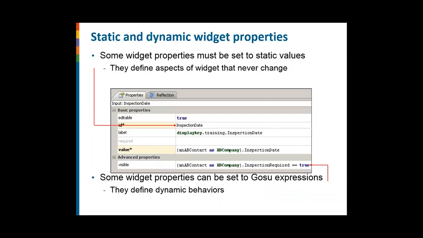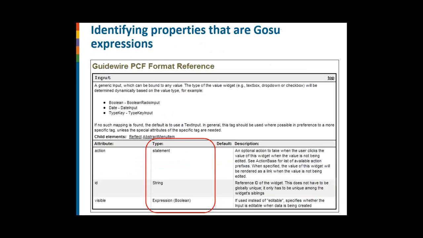And what are the properties related to the widget, you can find in the PCF reference. Here you can see what is the action, what is an ID, what is a visible condition, the visible property, and the purpose description of that visible condition. Everything is defined in the PCF reference document.